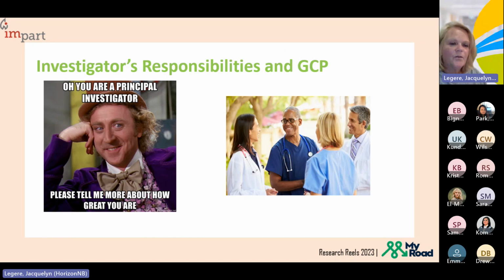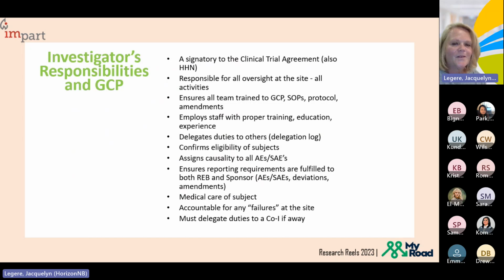So some of the investigators' responsibilities, I had to kind of chuckle when I saw that. It's Stella's slide, but anyway, I liked it. So we're just going to talk about some of those.